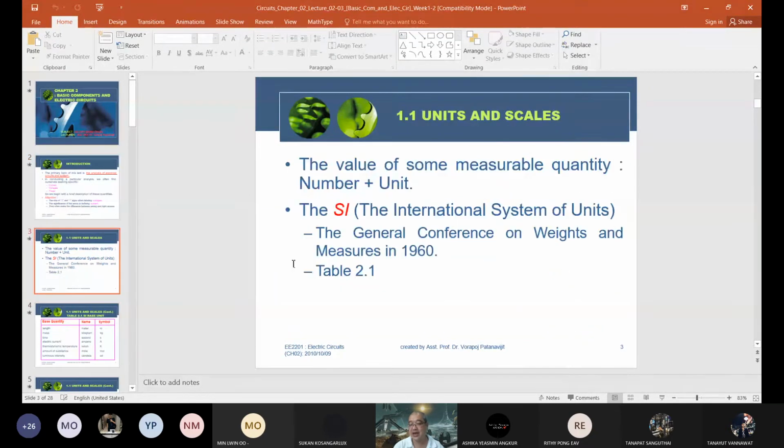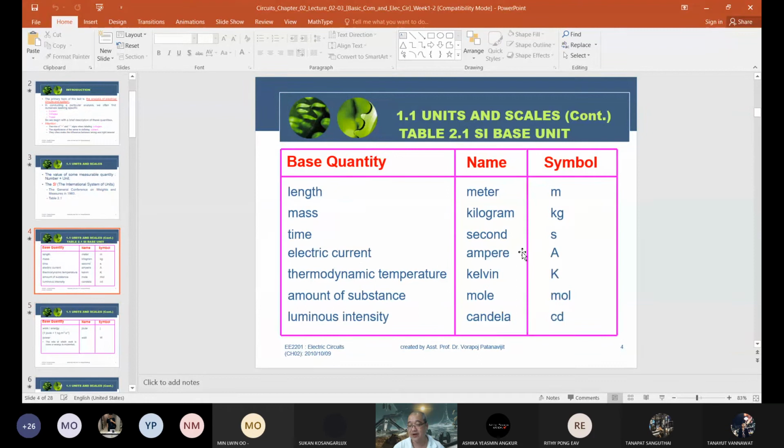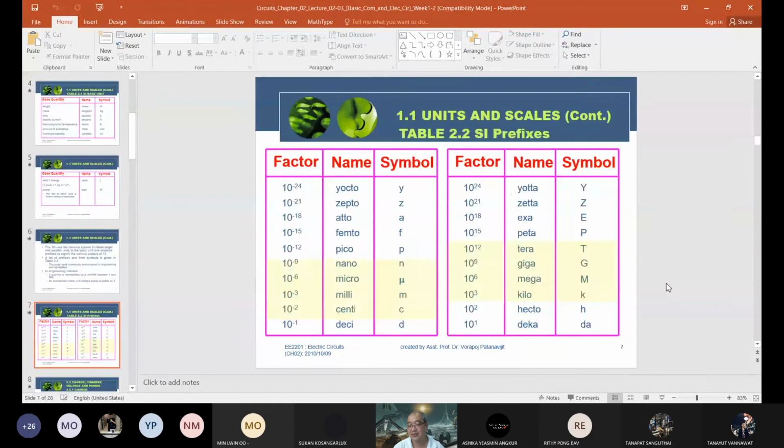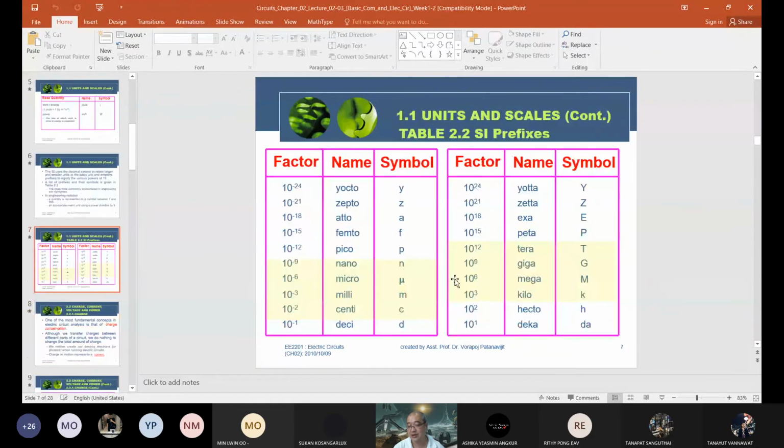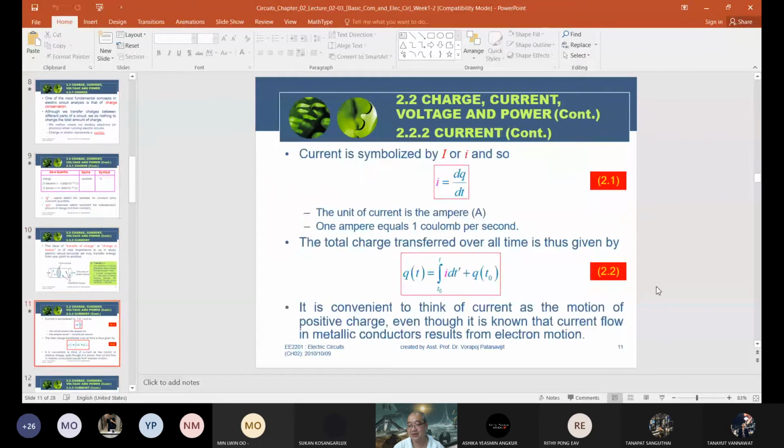The units used in this course, in this textbook, are SI units, not British units. Remember, the SI unit. The SI unit is already defined here. The current is amp, the voltage is volt, the length is meter, and so on. It gives you the definition and how to write the unit in a suitable form. It's only the basics.